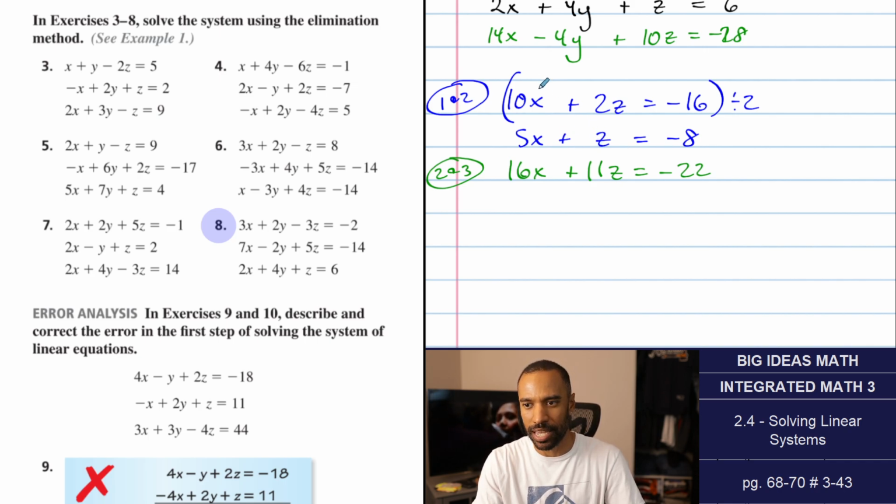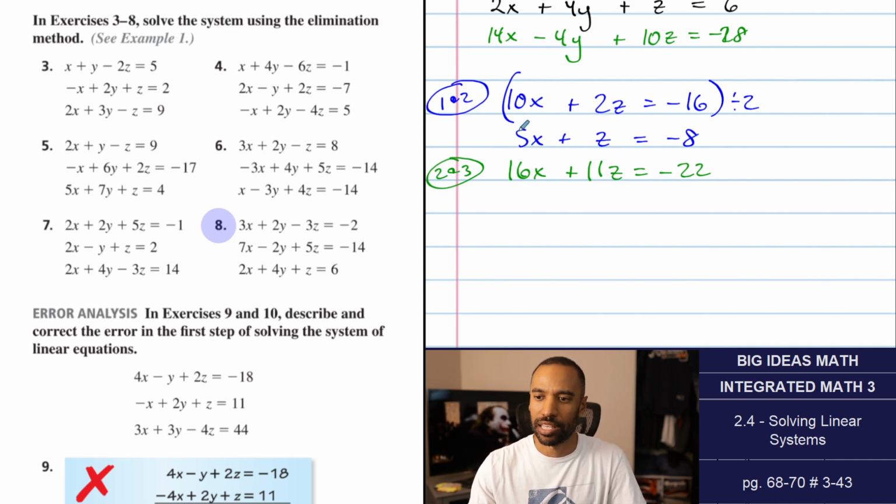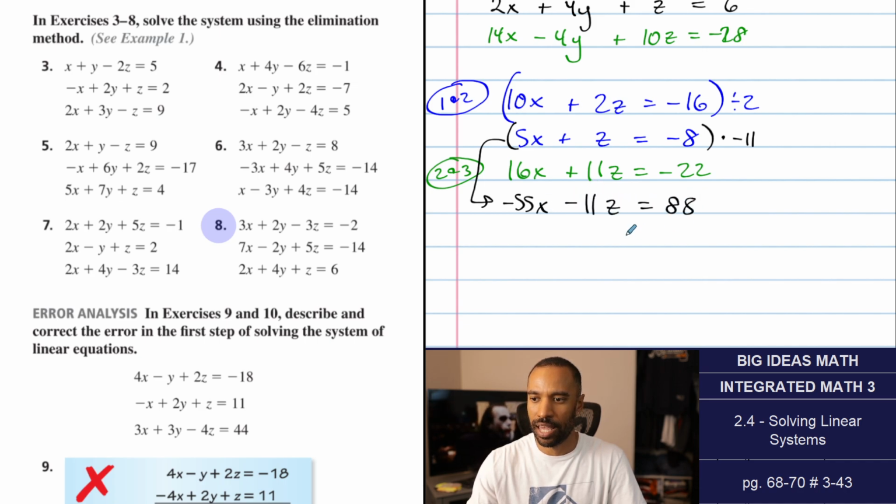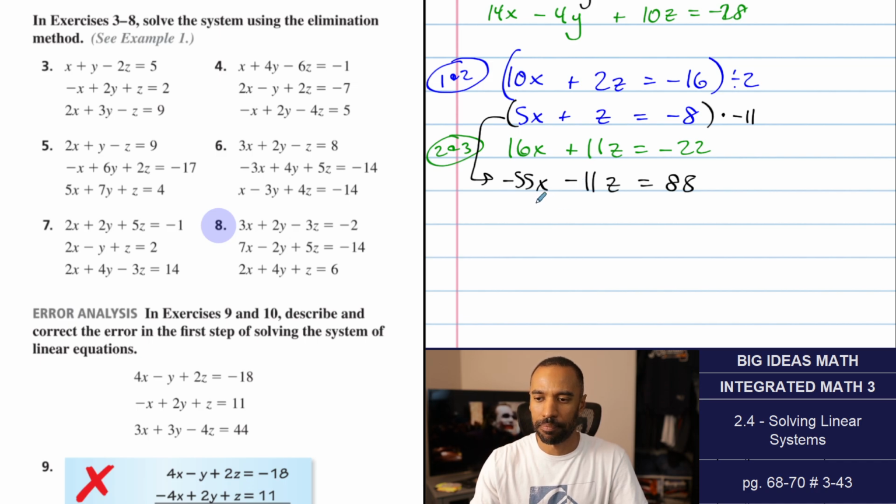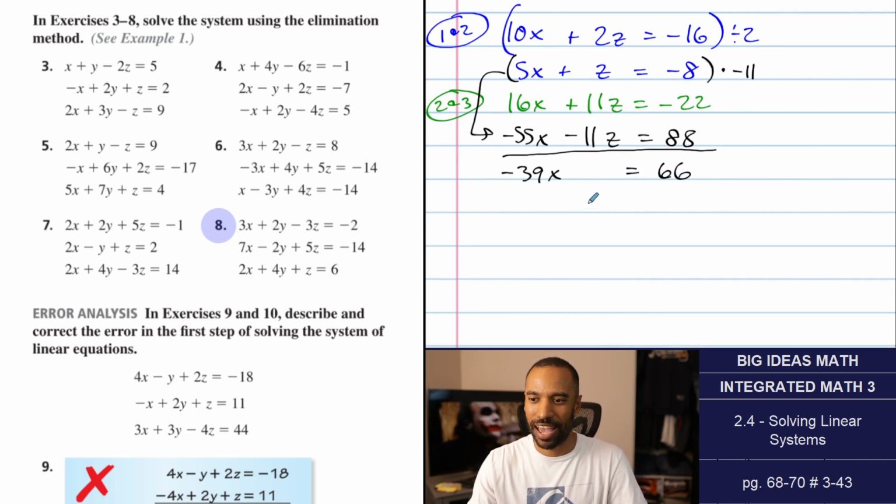See, from the onset, dividing by that 2 really helps me, because now when it comes to solving for z, I think I'm well set up to do so by taking this top equation, this one right here, and multiplying it by negative 11. That's where I'm going to eliminate z's down here. So I get negative 55x minus 11z equals 88. Now the z's eliminate, and you have negative 39x equals 66.